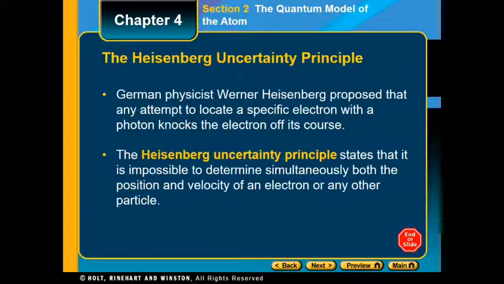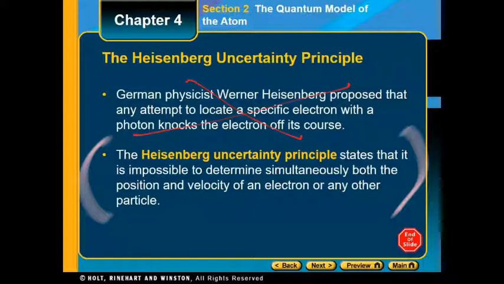Skipping over a few things there, we're going to go on over to the Heisenberg uncertainty principle. And this first part here, you don't have to worry about it, but I do want you to write down the definition for the Heisenberg uncertainty principle, and it states that it is impossible to determine simultaneously, or at the same time, both the position and velocity of an electron or any other particle.